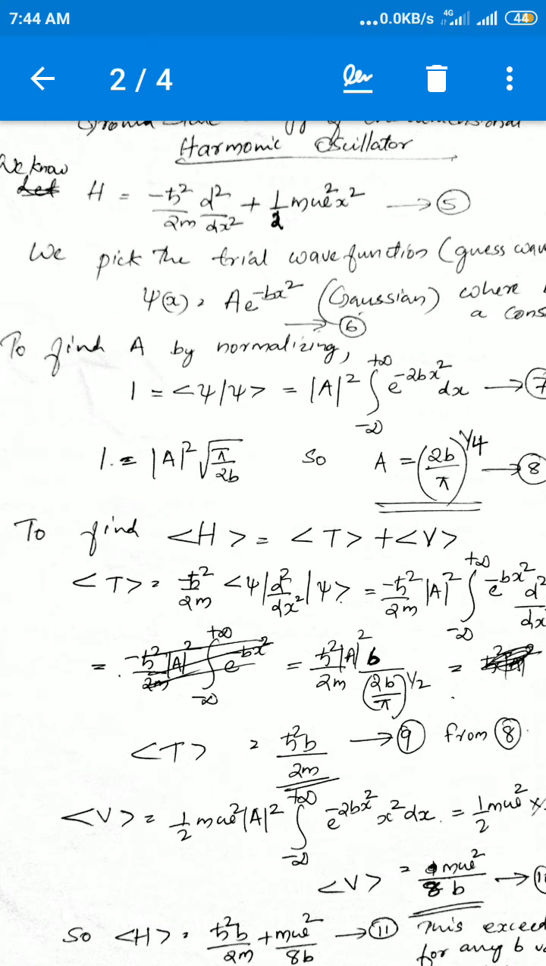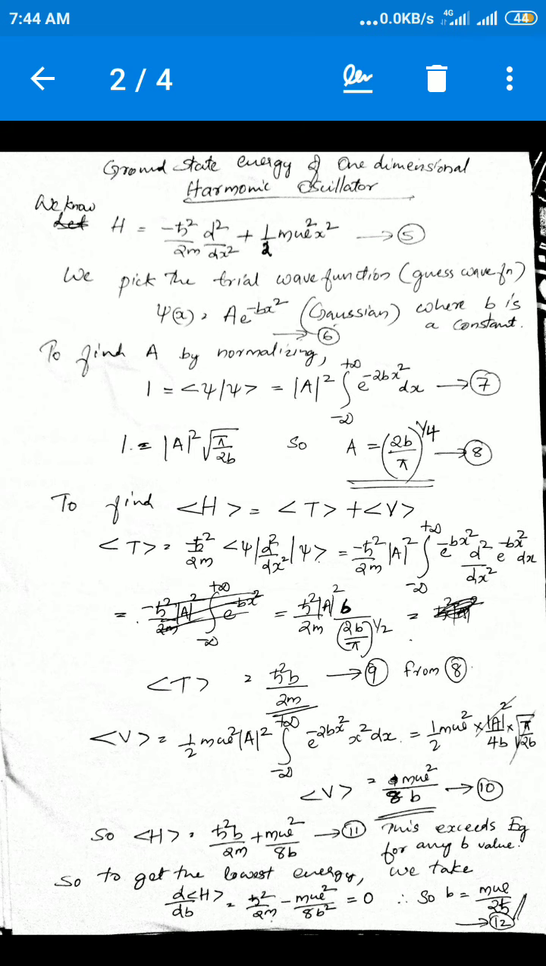We just take a wave function which is the trial wave function, where b is a constant. Now let us find the value of a. A into e raised to minus bx square is the wave function. So we need to find the value of a there, and if you want to do that, you have to normalize the wave function.